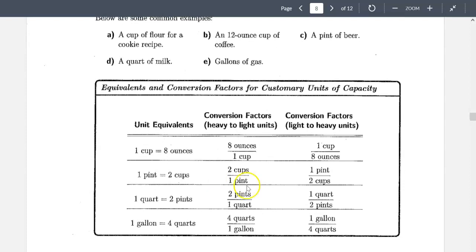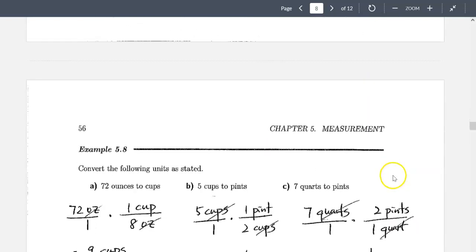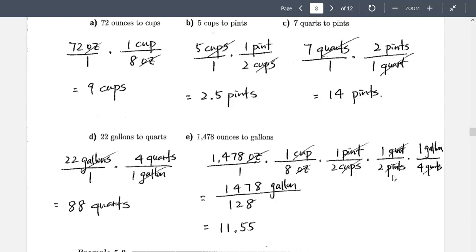Okay. And here are some conversions. 1 cup equal to 8 ounces. 1 pint is 2 cups. 1 quart is equal to 2 pints, and 1 gallon equal to 4 quarts. Okay, so here's something for you to reference. All right, and when we do conversion, it's really the same thing.